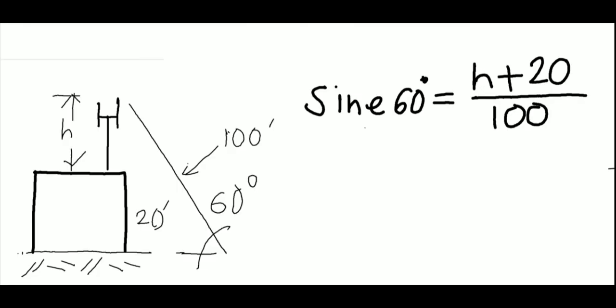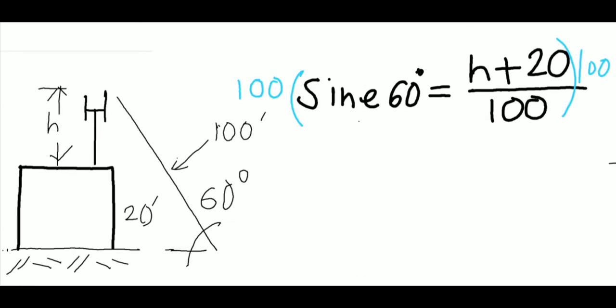As shown in the drawing, the top of the tower antenna has an angle of 60 degrees formed by the line of sight and the ground surface. Thus, the equation will be sine 60 degrees is equal to height h plus 20 feet all over 100 feet.